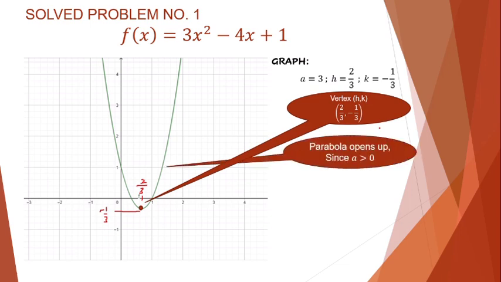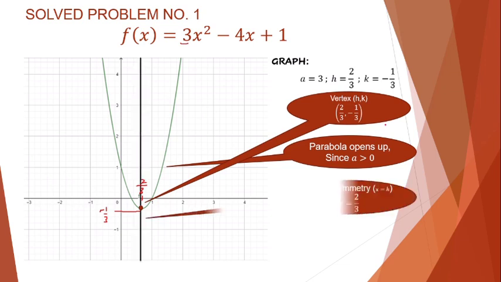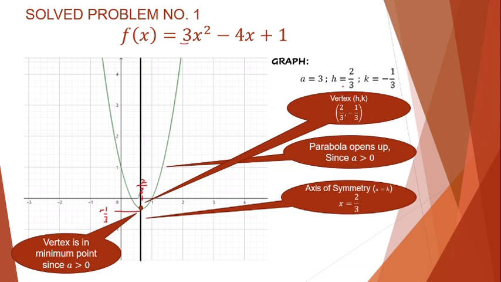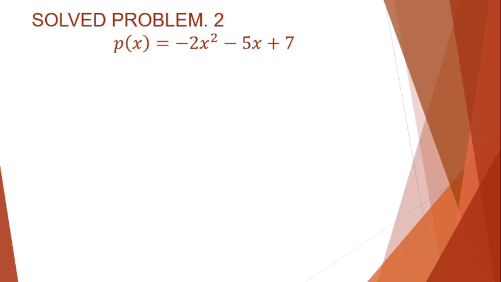Ngayon, parabolas open up, since A is greater than 0, positive po kasi ang ating number. How about this? This is your axis of symmetry, 2/3, where h is equal to 2/3. The vertex is yung minimum point since A is bigger than 0. Ganun lang. Ito naman, table of values.